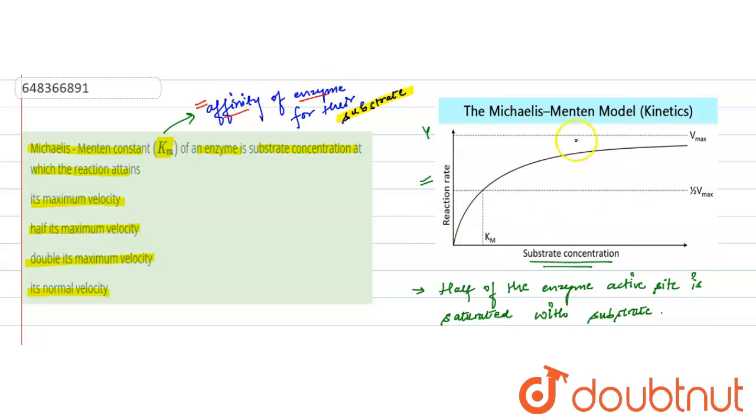Okay, so as you can see in this graph as well, this Km is the concentration of the substrate at which half of the Vmax is attained. This entire height is the Vmax, and this is half of Vmax, that means Vmax by 2. So we can say that Km is that concentration of the substrate at which half of the Vmax is attained. This is the Vmax, so half of it would become Vmax by 2. So the correct option would be half of its maximum velocity. That is option 2.